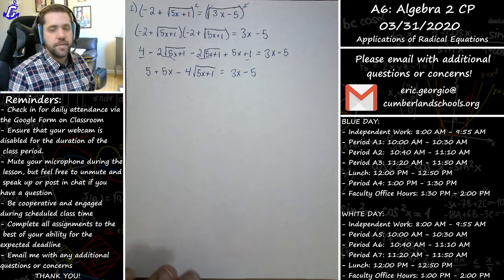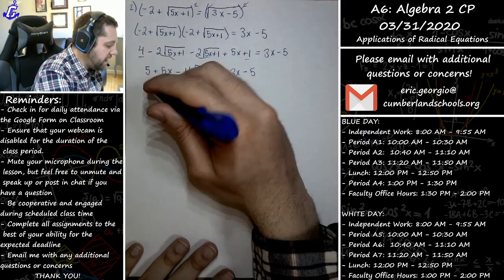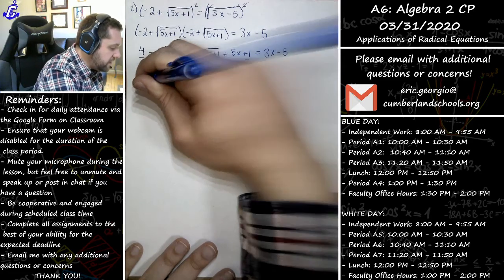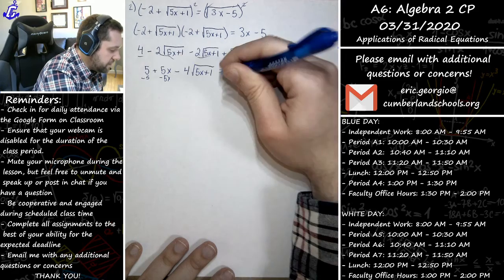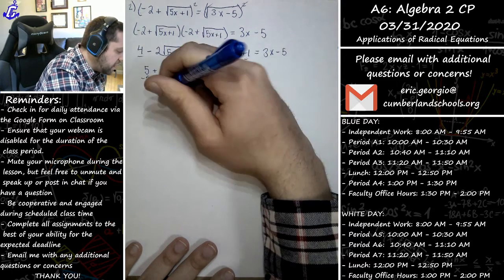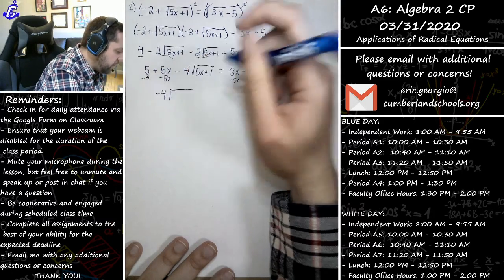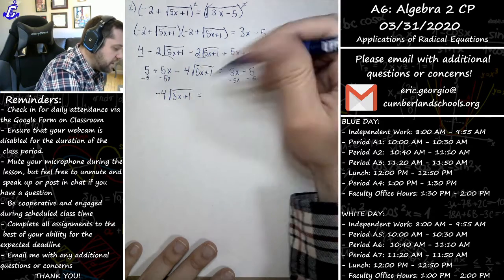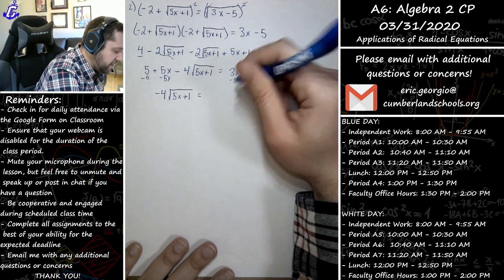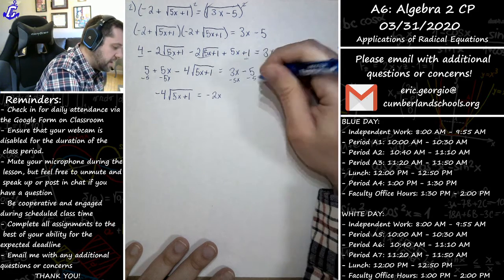Okay. Now we can go ahead and isolate this radical. We can do that by moving these terms over here. And I'll move this term over here to the right side. I get this -4 times the square root of 5x plus 1 is equal to, let's see, 3x minus 5x, so -2x and minus 10.